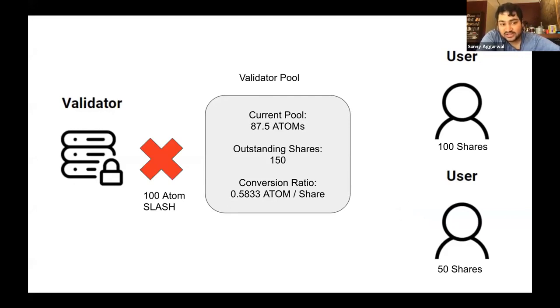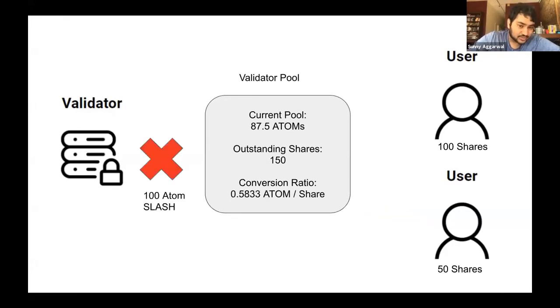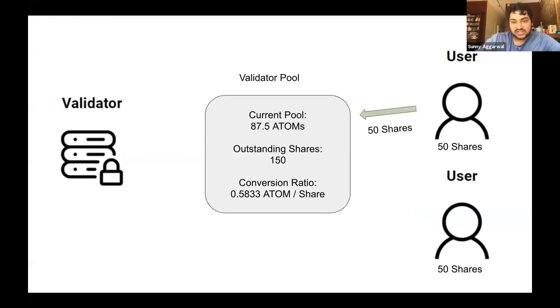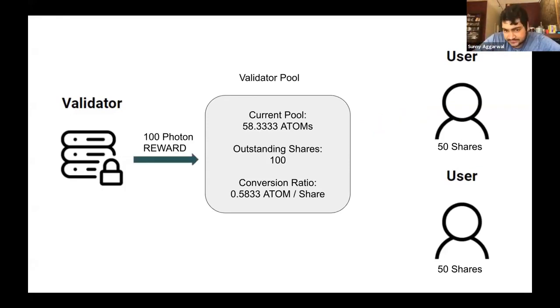So let's say you got a slash of 100 atoms. It suddenly dropped the current number of atoms in the pool from 187.5 to 87.5, but the number of outstanding shares is still the same. So all we did was change the conversion ratio. If the user tries to unbond 50 shares, they'll get back a much lower amount of atoms than they did earlier, because the conversion ratio has decreased due to slashing. Whenever there are rewards, the conversion ratio is always increasing, and when there's a slash, the conversion ratio will decrease.